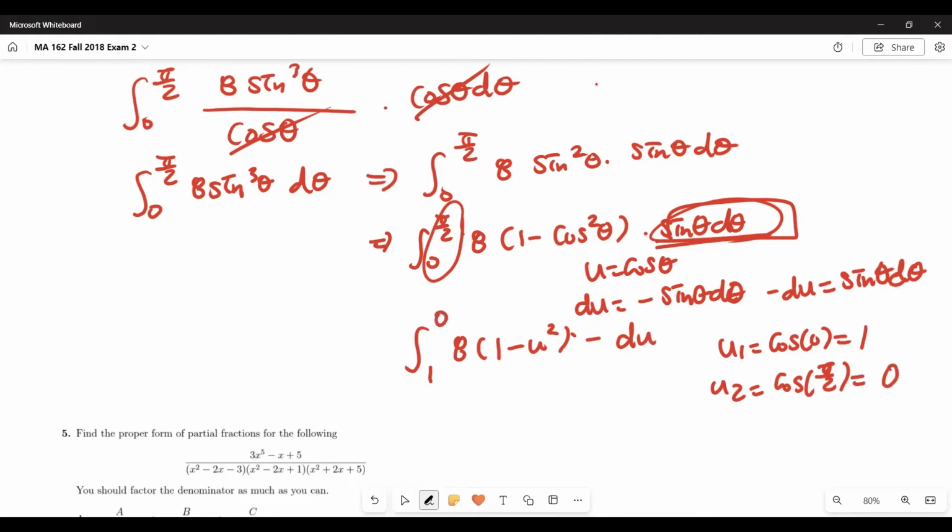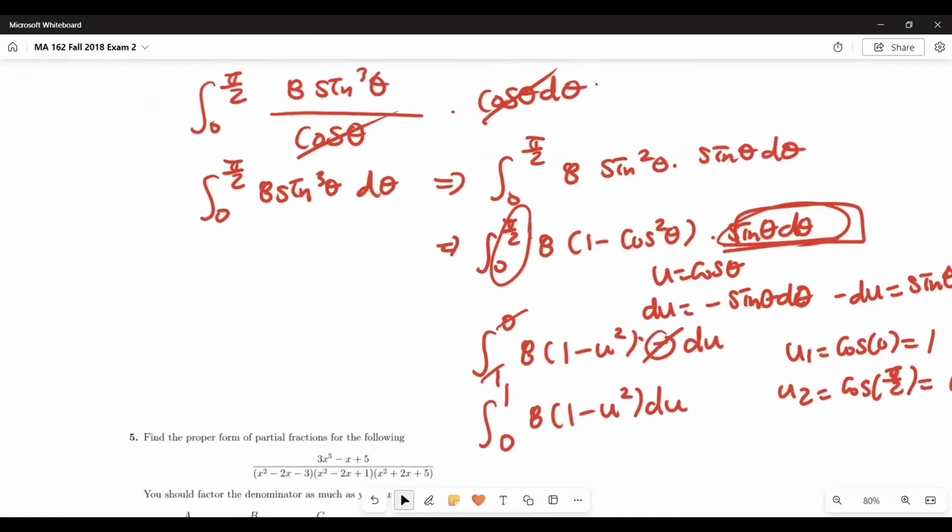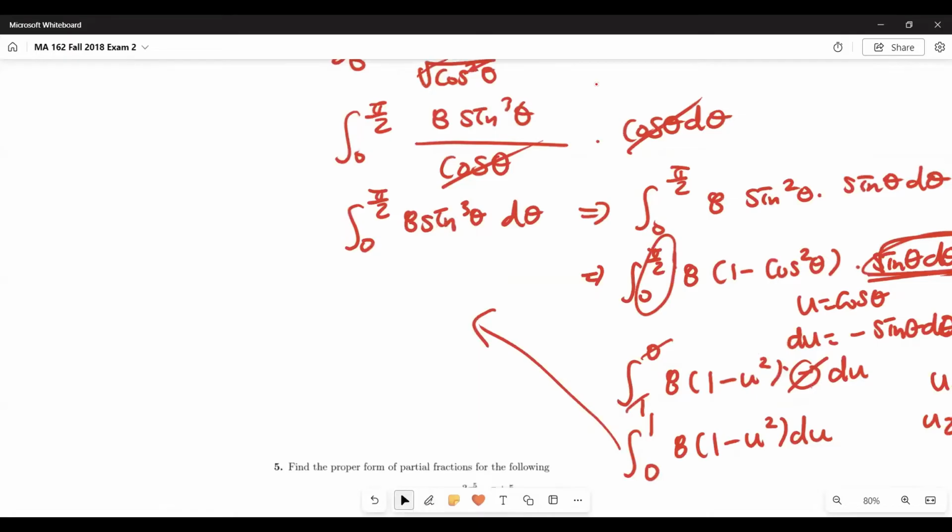So negative, and if you have a negative sign and you want to change your bounds, what you do is cancel the negative sign and change the bound. So this is just going to be the integral from 0 to 1 of 8 times (1 minus u squared) du. I'll write it in here. It's kind of everywhere, sorry.